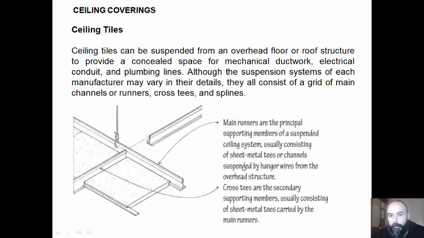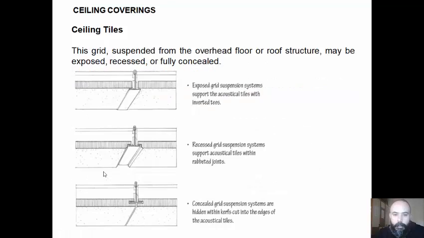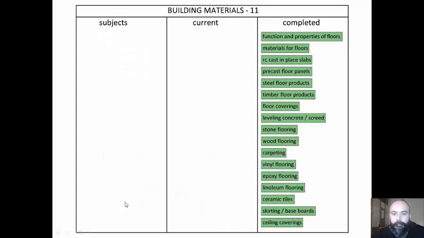Ceiling tiles can be suspended from an overhead floor or roof structure to provide a concealed space for mechanical ductwork, electrical conduit, and plumbing lines. Although the suspension system of each manufacturer may vary in details, they all consist of a grid of main channels or runners, cross tees, and splines. This grid, suspended from the overhead floor or roof structure, may be exposed, recessed, or fully concealed.